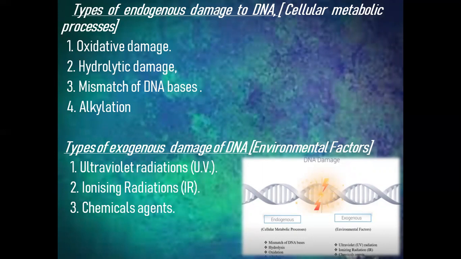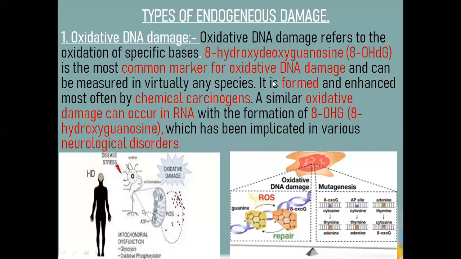Now let us see the types of DNA damage that are caused. There are mainly two types of DNA damage: endogenous damage and exogenous damage. Endogenous damage is further classified into oxidative damage, hydrolytic damage, mismatch of DNA bases, and alkylation. Exogenous damage includes ultraviolet radiations, ionizing radiations, and chemical agents.